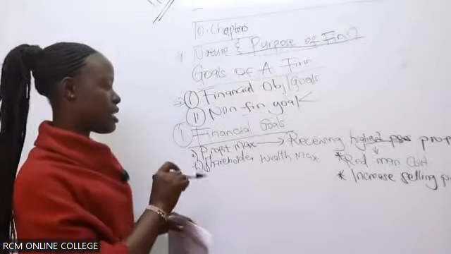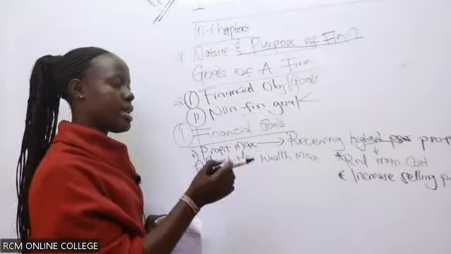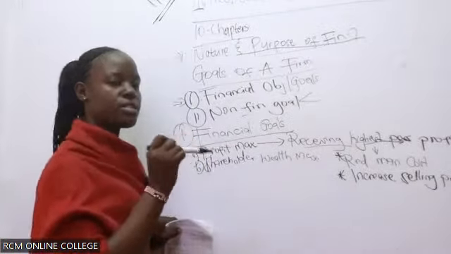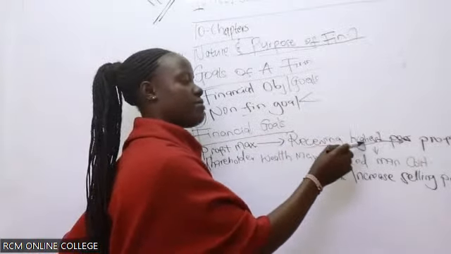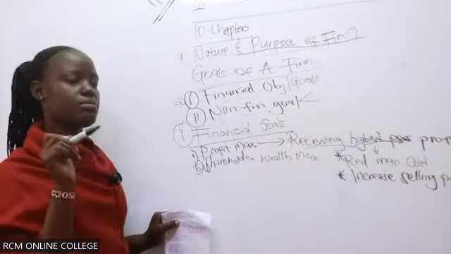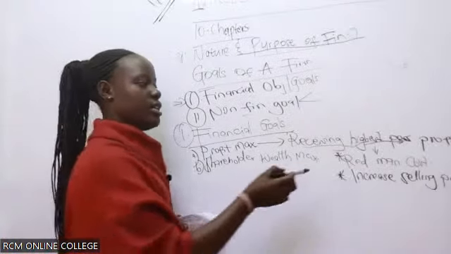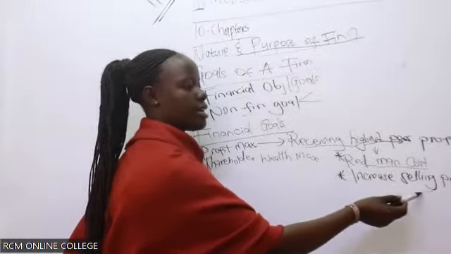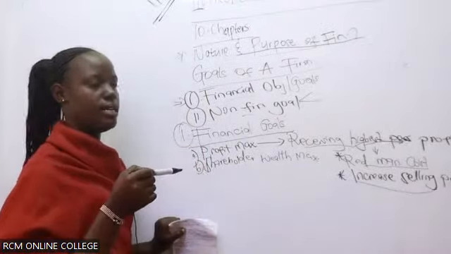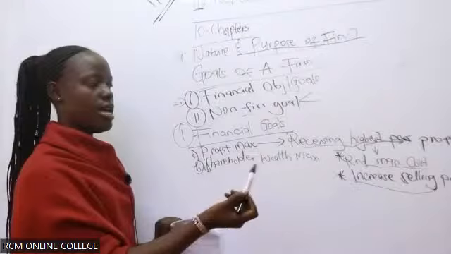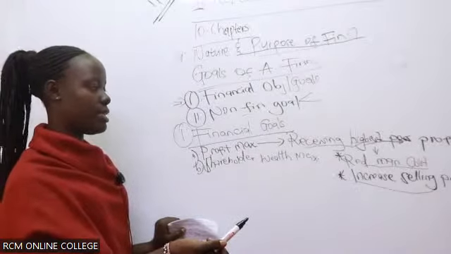So when told to discuss profit maximization, you'll say it's a process where the finance manager aims at receiving the highest possible profit by reducing the manufacturing cost and increasing the selling price. So these high profits can be achieved through reducing manufacturing cost and increasing the selling price.